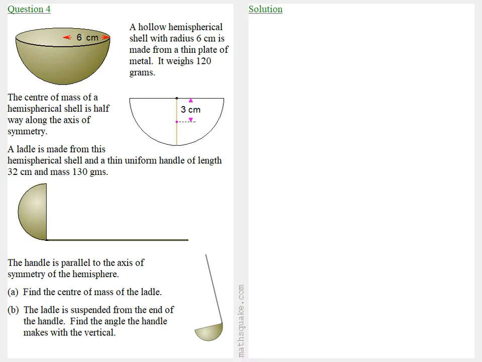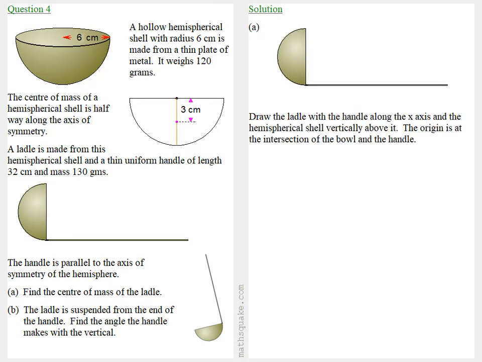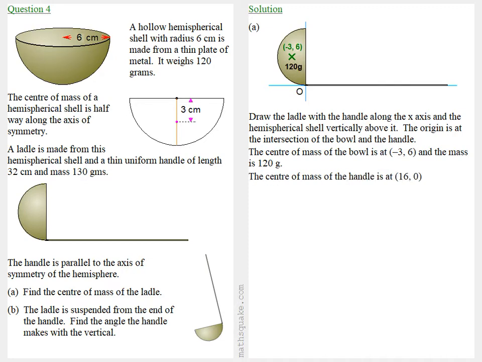Well, to solve this, draw the ladle with the handle along the x-axis and the hemispherical shell vertically above it. The origin is at the intersection of the bowl and the handle. The centre of mass of the bowl is at (-3, 6), and the mass is 120 grams. The centre of mass of the handle is at (16, 0), and its mass is 130 grams.